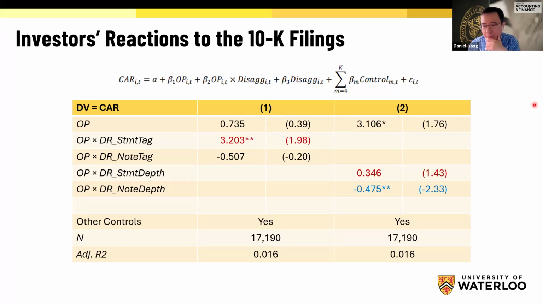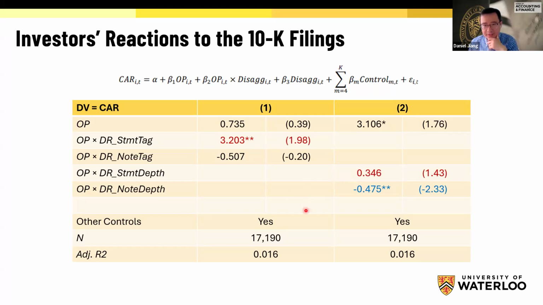In the analysis, we regress the cumulative abnormal returns around the 10-K filing date on the OP signal, and also the interactions between the OP and the decile ranking of the information disaggregation. We find a significantly positive coefficient when we measure the information disaggregation with the number of OP-related tags on the face of the income statement. If we switch our proxy to the average level of depth among those tags on the face of the income statement, the coefficient is only marginally significant.